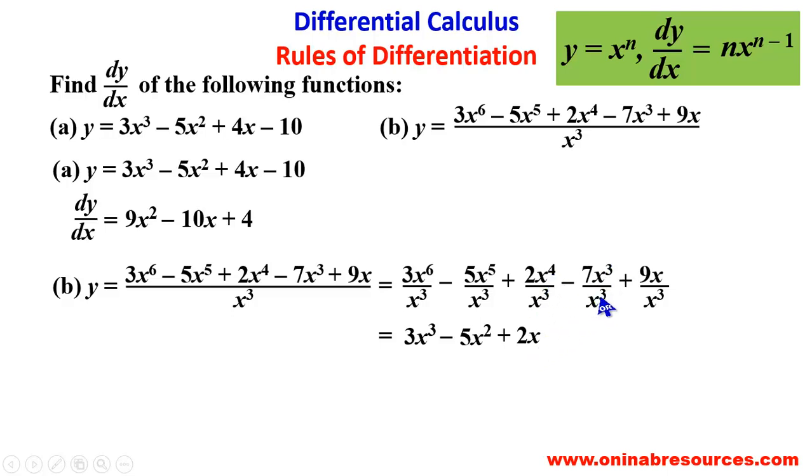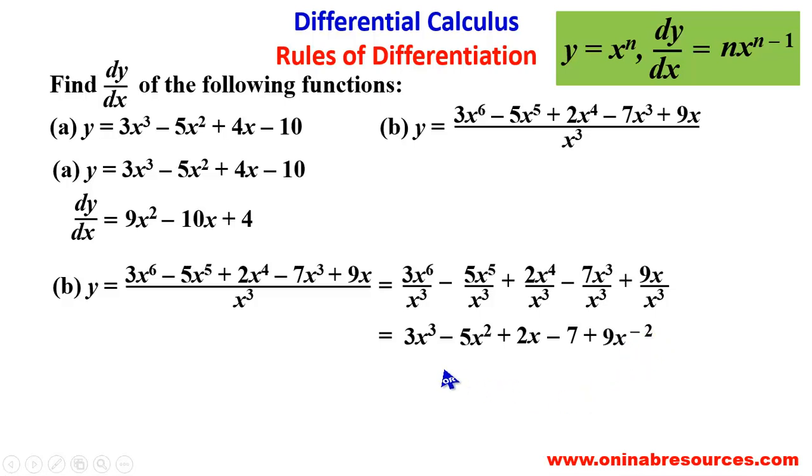Then this x^3 goes with x^3. We are left with minus 7. And here, this is going to give us 9 over x squared. And written in index form, we have it as plus 9x raised to power minus 2.